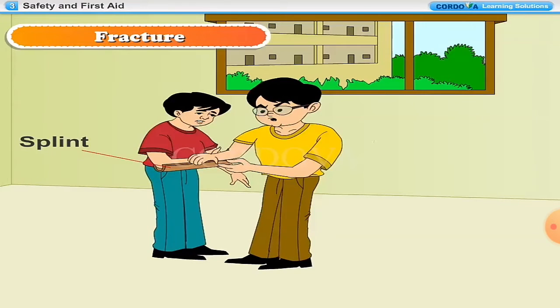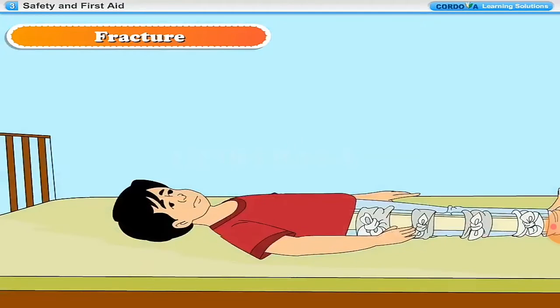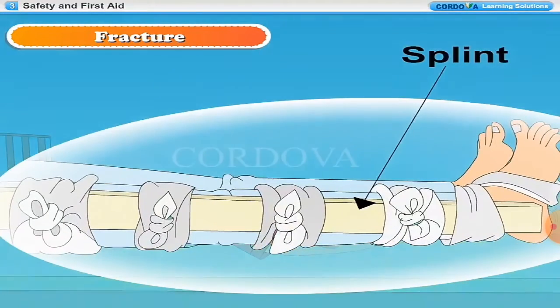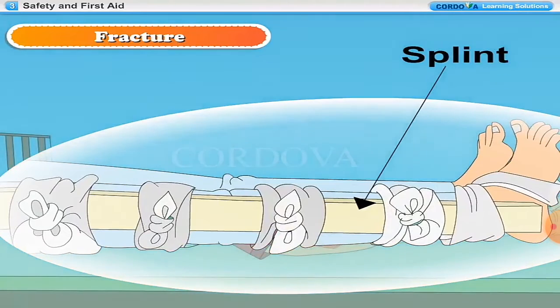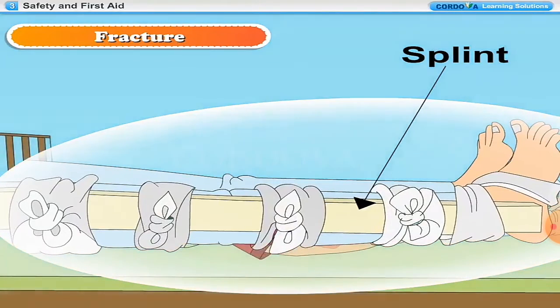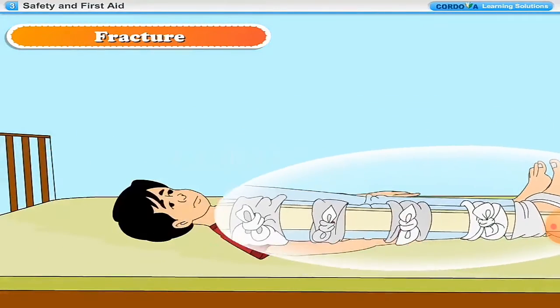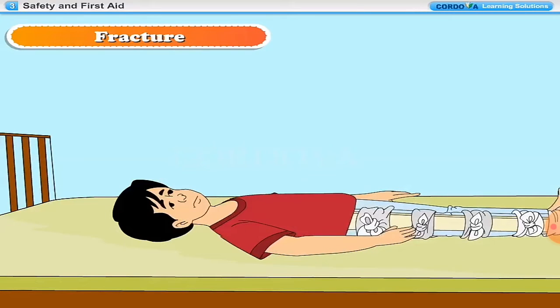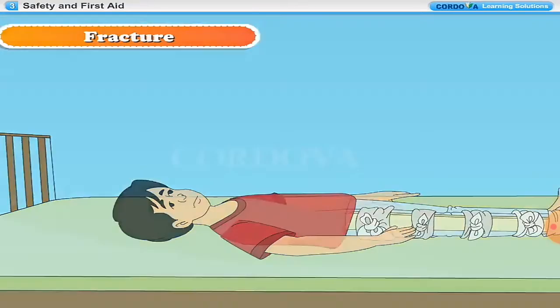When a bone of the hand is broken, make a sling using a cloth or a bandage. The sling gives support to the arm and prevents its movement. When fracture is in the leg, tie a splint around the fractured leg. Do not allow the patient to move his or her leg at all. The patient must be taken to the hospital immediately.